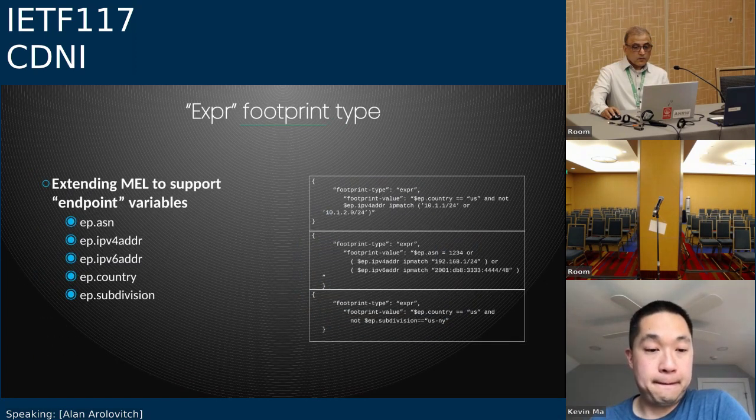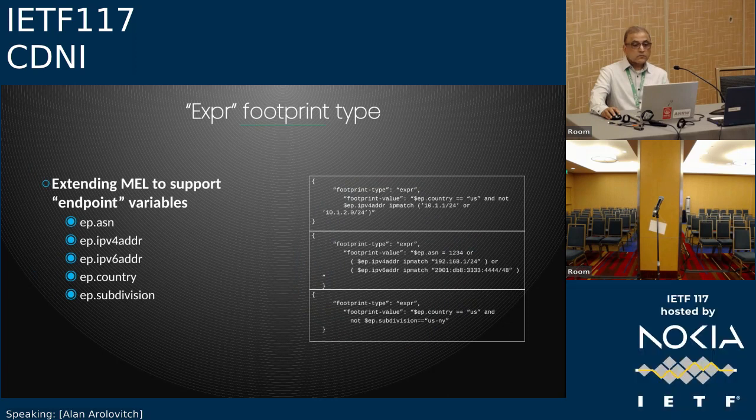We talked about hierarchy. Those are the examples of the new footprint type that will allow, as I said, more concise and flexible expression of footprints. So we can actually have complex Boolean expressions that can do things like all networks in Korea but exclude the subnets, and we can use existing MEL functions like IP match that already exists.